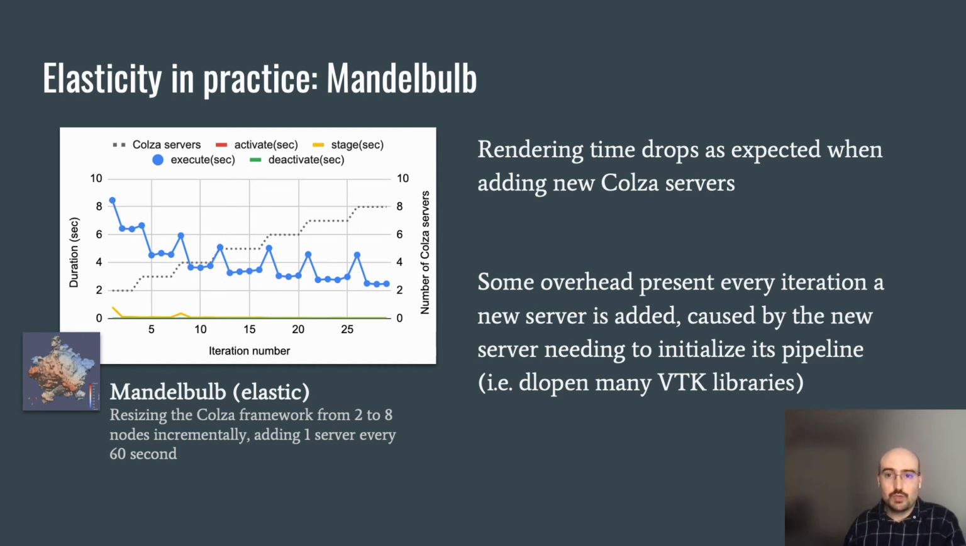Let's move on to some actual elasticity experiments where we run the simulation and Colza, and change the number of processes without shutting everything down. Here we took the Mandelbulb application and started with 2 Colza servers, and we added 1 new server every 60 seconds. Every time a server is added, you can see that the visualization time slightly increases for 1 iteration. This is because the new server has to initialize VTK, which means dynamically loading many libraries from the parallel file system. But then overall, the rendering time decreases.